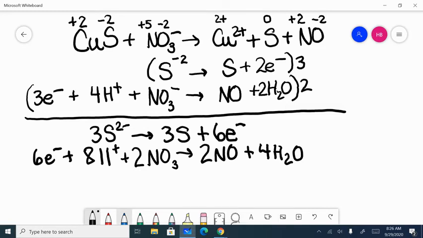So let's just keep ourselves straight here by underlining everything that's in the reactant side in blue. And everything that's in the product side will underline in green. If there are things that are the same on the reactant side and the product side, you can cancel them out. So I'm going to look and see 6 electrons on the reactant side, 6 electrons on the product side. That's the only thing that is the same.